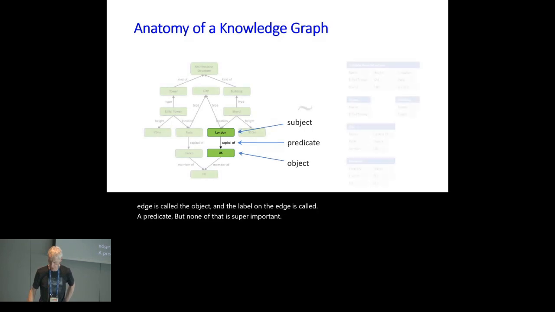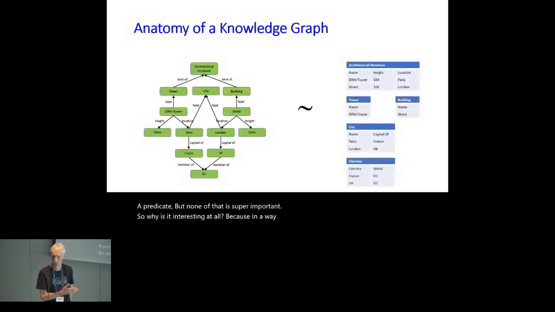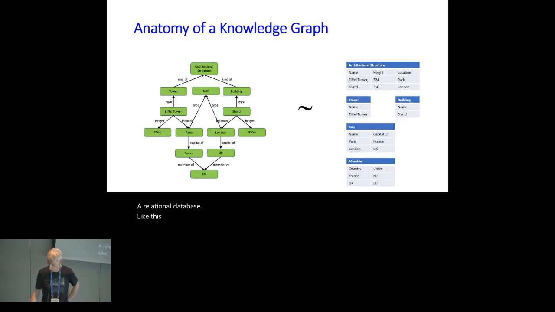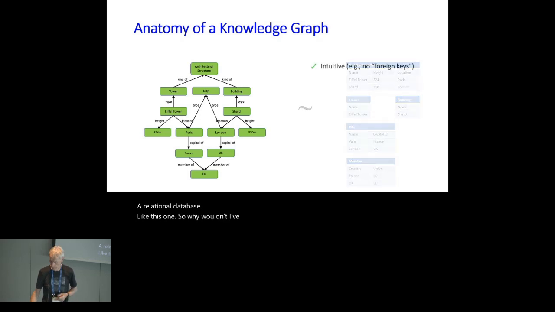So why is it interesting at all? Because in a way, it's a data structure for storing data, and we already had plenty of those, and in particular, relational databases are an extremely well-known, popular and useful structure for storing data. And in fact, this little example graph that I'm showing you here, I could equally well have put in a relational database like this one. So why wouldn't I have done that?